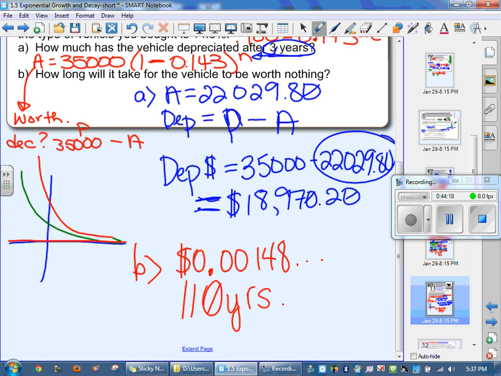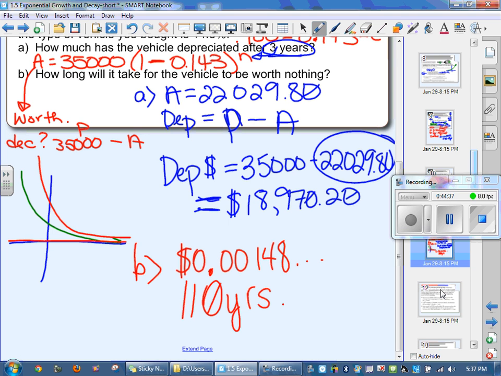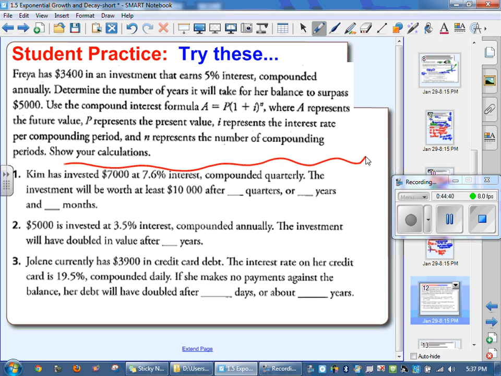All right. The one last question we're going to look at is the student practice question at the very top of that page. So we're just taking a look at the top one here about Freya. So Freya's got $3,400 in an investment that's earning 5% interest compounded annually. So again, we're looking for the word after compounded. That tells me what I have to do with I and N. And in this case, annually means I do nothing to I and N. So it wants us to find the number of years. So how long, so we're solving for N, will it take the balance to be over 5,000.